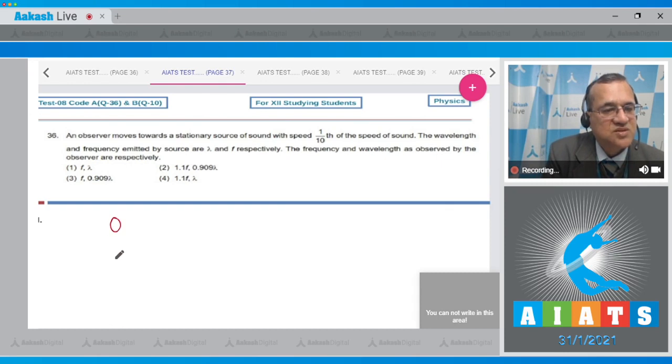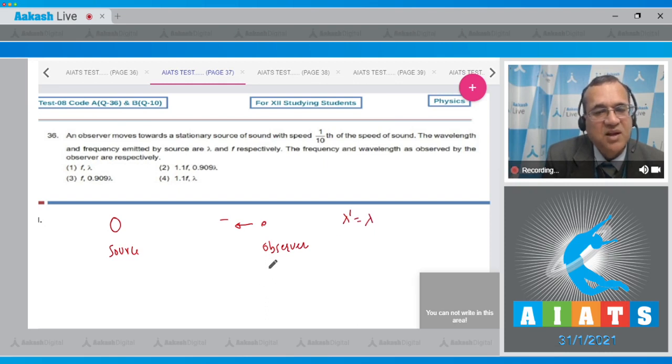This is the source which is stationary, and somewhere here is the observer, and the observer is moving toward the source. As the observer moves toward the source, there is no change in the wavelength, so lambda would be the same. But yes, by Doppler effect there will be a frequency change.